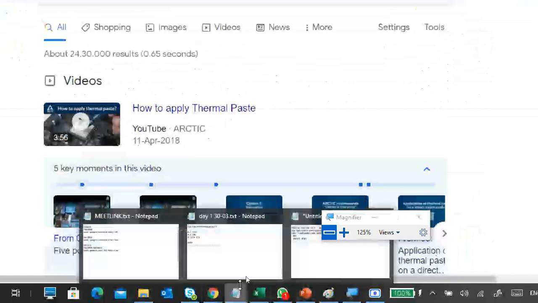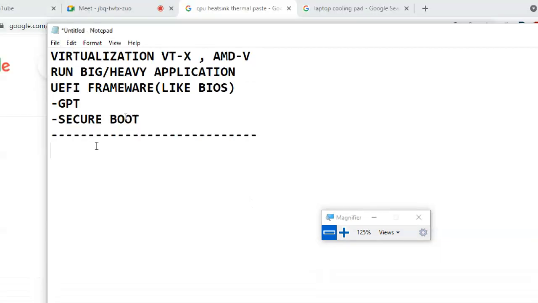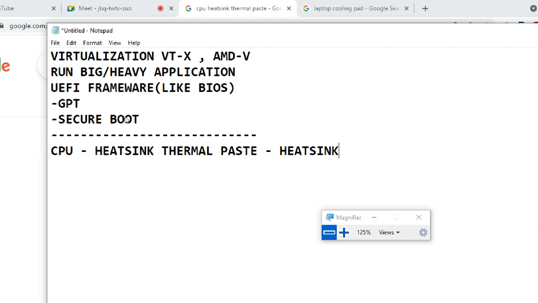Now, the thing is what will happen if... I said CPU, then thermal paste, then heat sink, and fan. So it is an exhaust fan only. It will take heat outside.